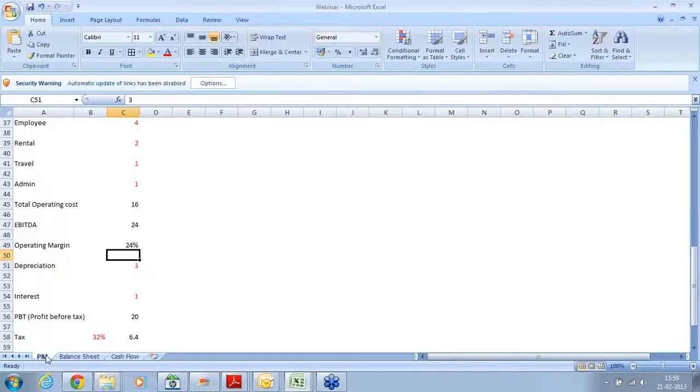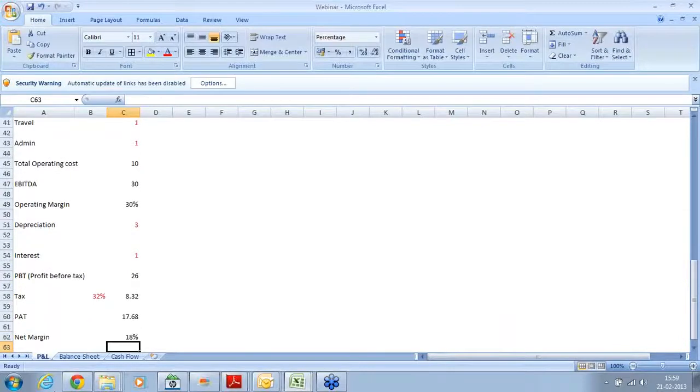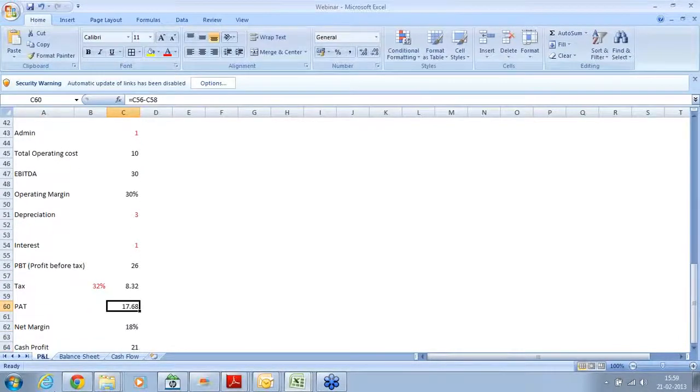Let's use this as an example. Please see the operating margin. It's jumped to 30%. From 24 it has jumped to 30. So PAT has jumped to 17.68. I don't know whether you remember, earlier it was about 13 point something.